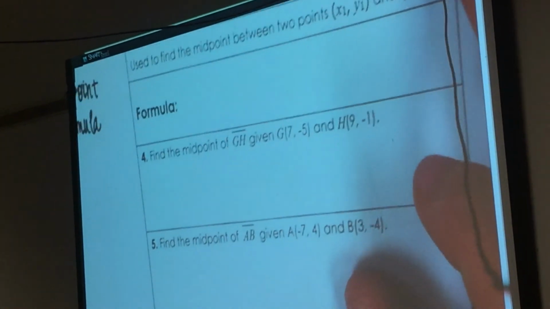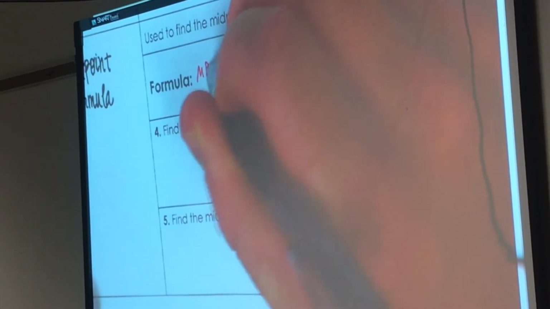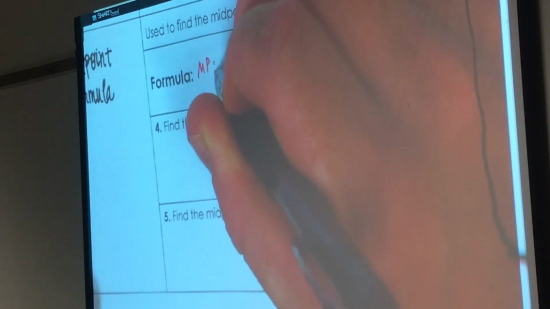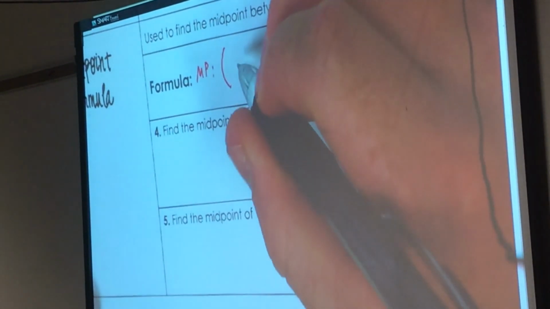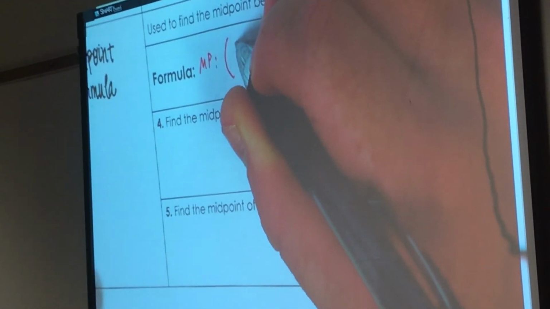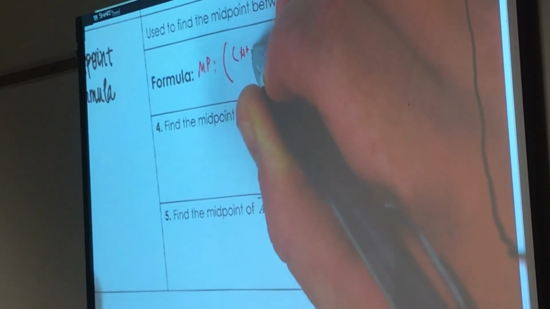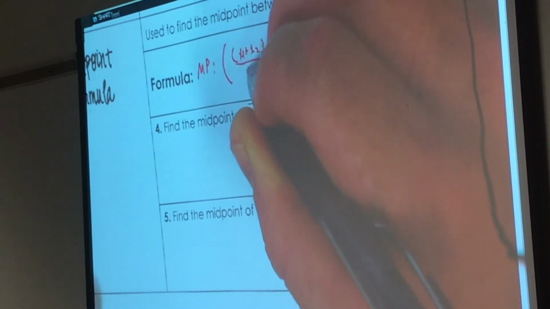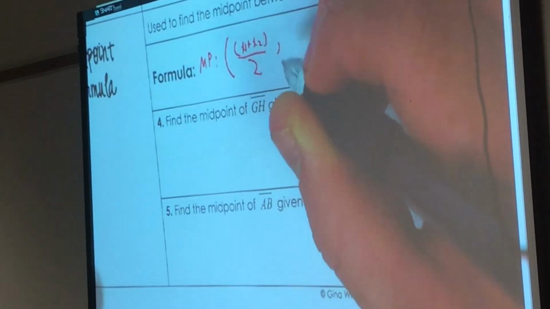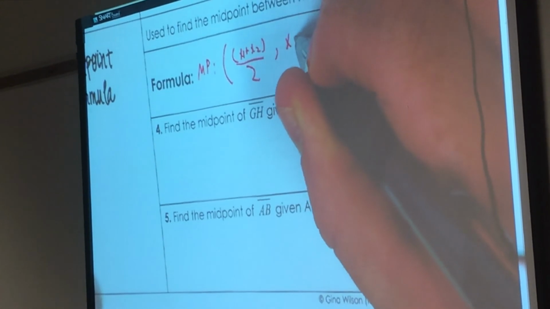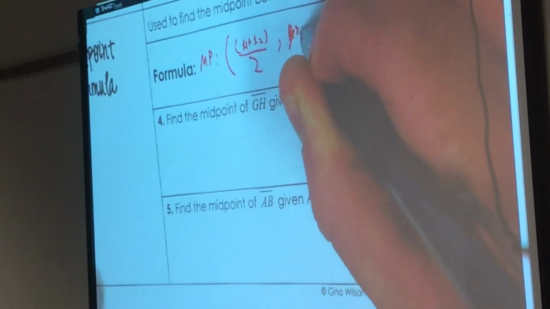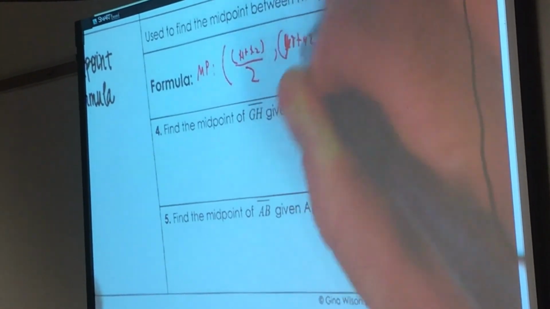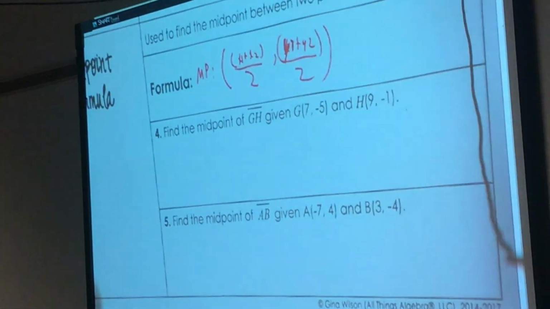And so when I write this formula, the midpoint, remember, finding a midpoint is finding the middle of something. So if I want to cut a piece of wood in half, I would cut it in the middle, right? So with this, the reason I'm going to be dividing by 2 is because I'm cutting a segment in half.